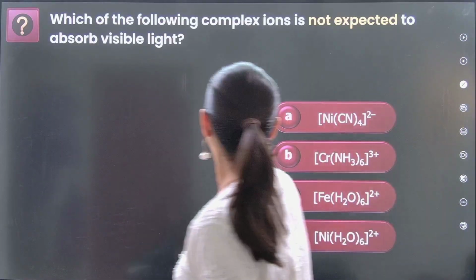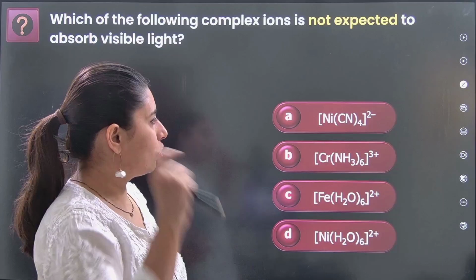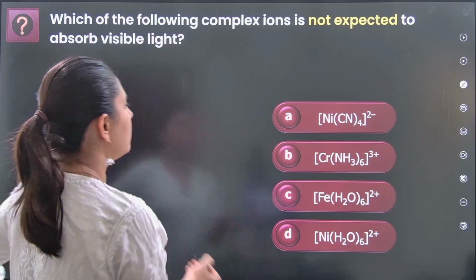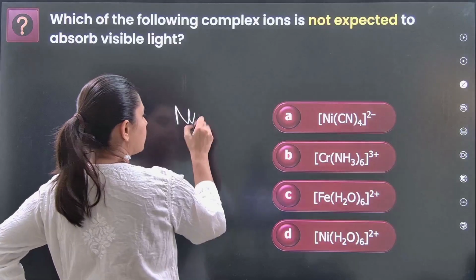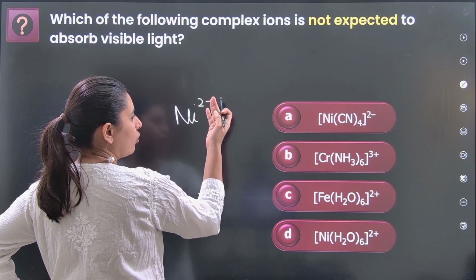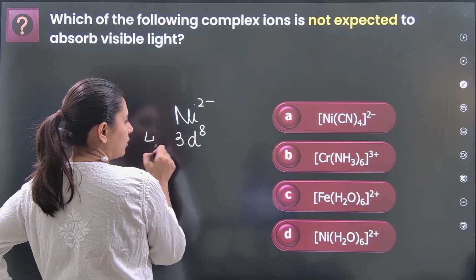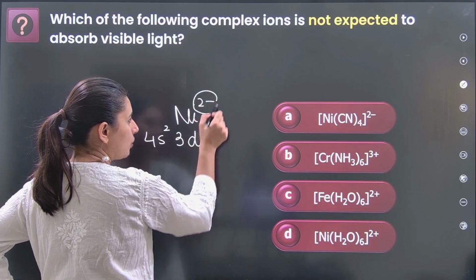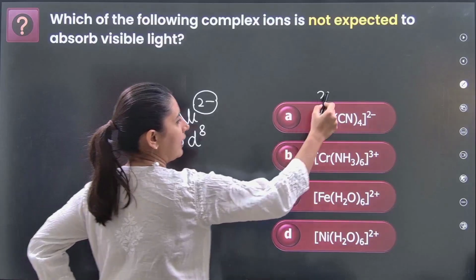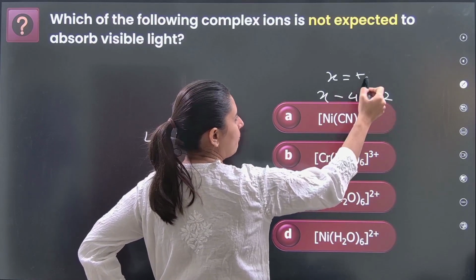Which of the following complex ions is not expected to absorb visible light? Ni2 minus. That means you have 3d8 4s2. And because you have x minus 4 equal to minus 2, x is equal to plus 2.